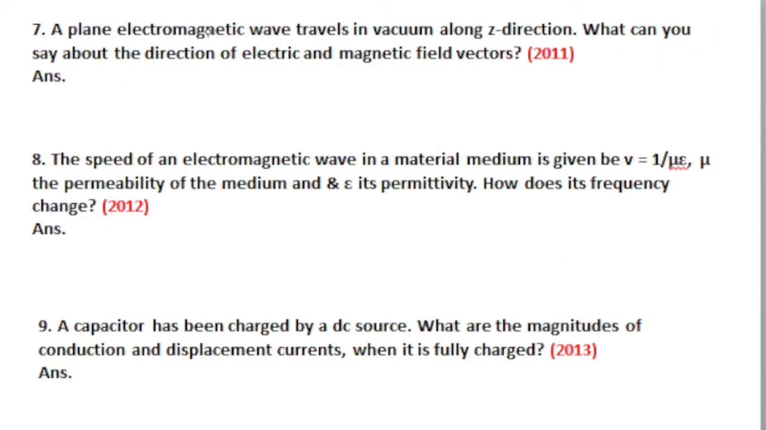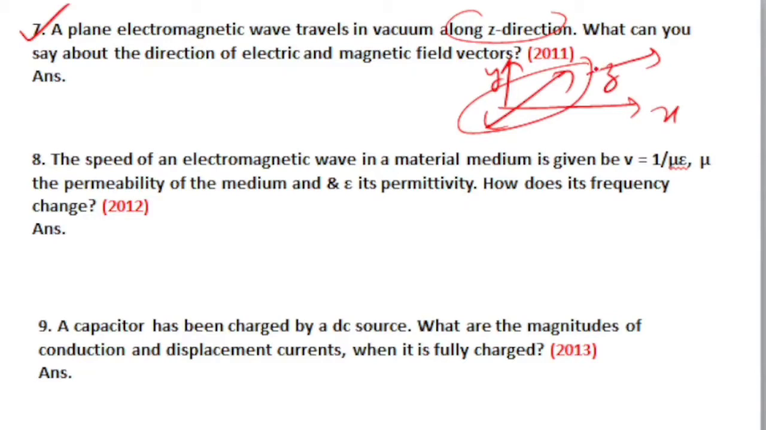Next, question number 7. A plane electromagnetic wave travels in vacuum along z direction. Now again the same diagram. Suppose this one is x, this side is y, and this one is z. This time the wave is traveling along z direction. It means electric and magnetic field are along x and y direction. So you can write that the directions of electric and magnetic fields are along y and x axis if the wave is traveling along z axis. Hope it's clear to all of you.